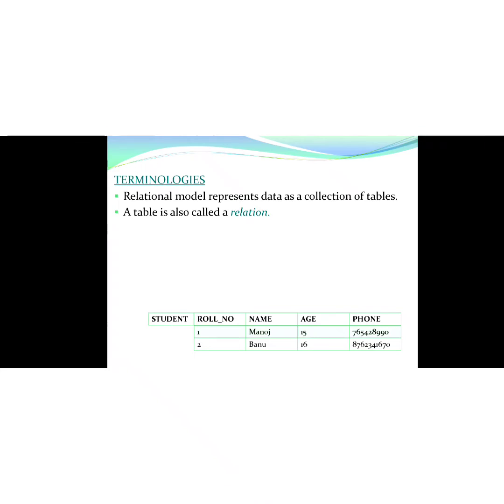In this table, I have taken student as a relation name or the table name. Each row in the table is called as a tuple. In this relation student, we have two tuples or two rows. And each column or column headers are called attributes or fields. In this relation student, we have four attributes or four columns.